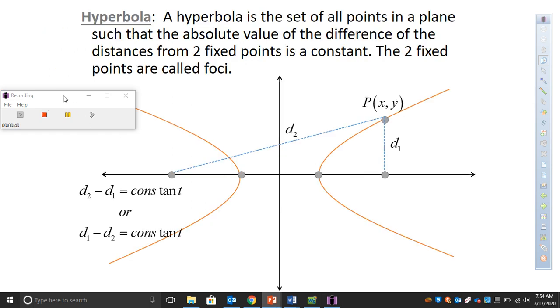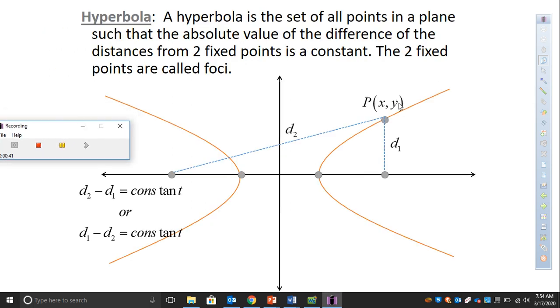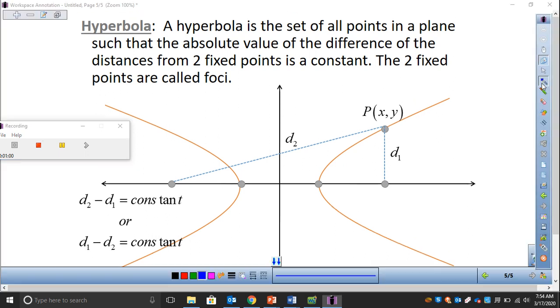But here's hyperbolas. I know this looks like two parabolas, but it is actually much, much more closely related to ellipses than it is to parabolas. A hyperbola is the set of all points in a plane for which the absolute value of the difference of the distances from two fixed points is constant. The two fixed points are called foci. So just like with ellipses, where we had two foci, we have two foci with these hyperbolas.